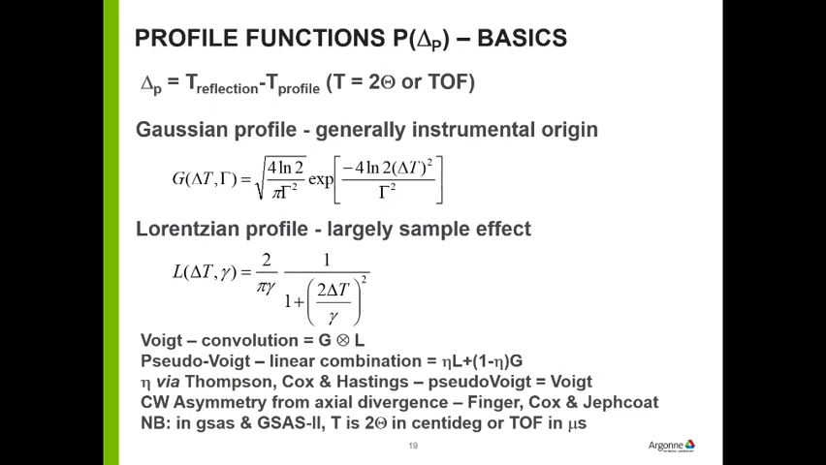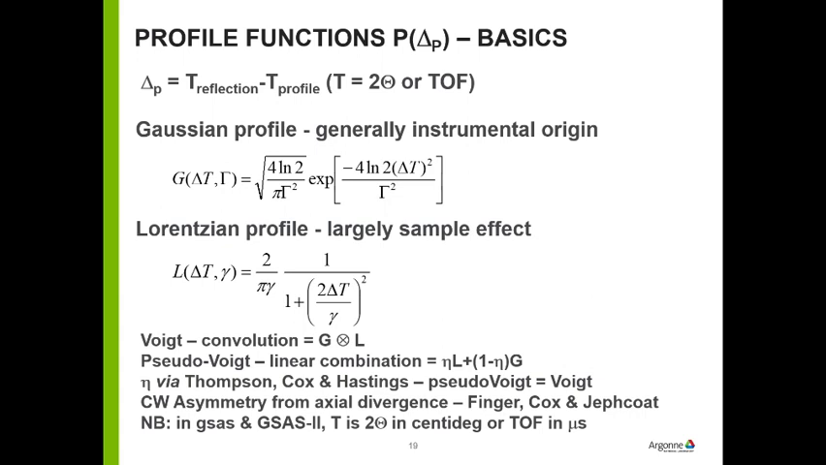The other big change that was added to it is that in constant wavelength experiments, there's an asymmetry due to so-called axial divergence. And this is where you're not dealing with a point source and a point detector. You're dealing with a macroscopic source, a certain size. It has slits in front of it, and then there is a detector, and it has slits in front of it, and it's also a macroscopic size.